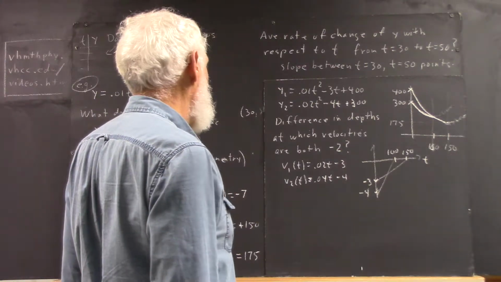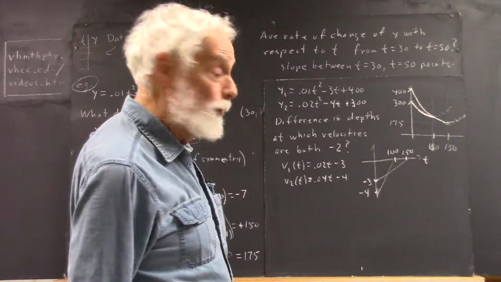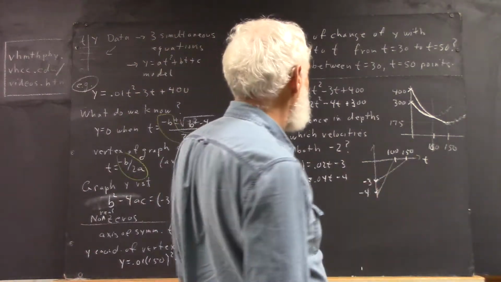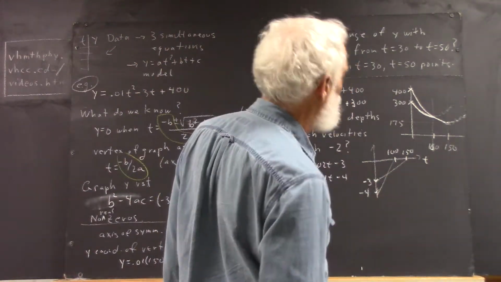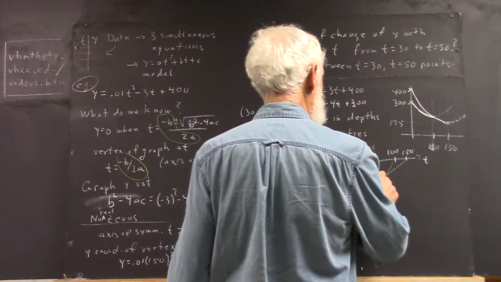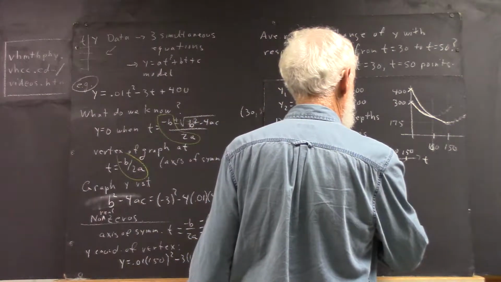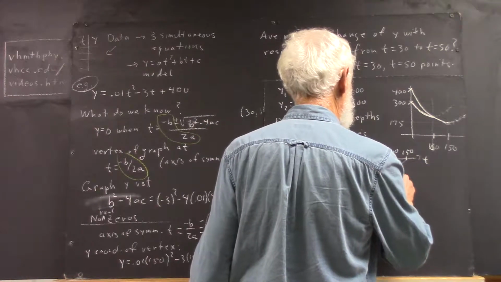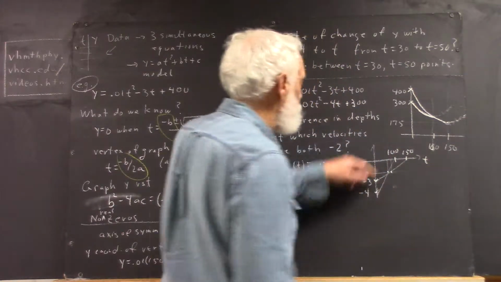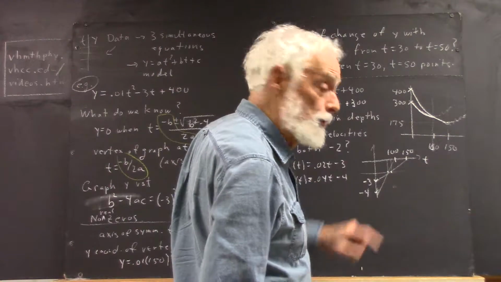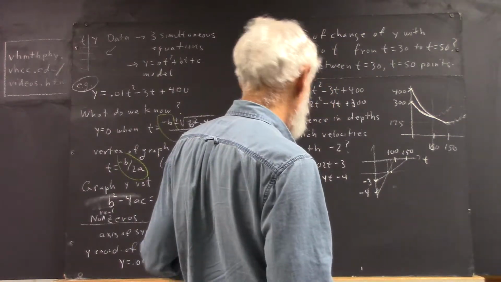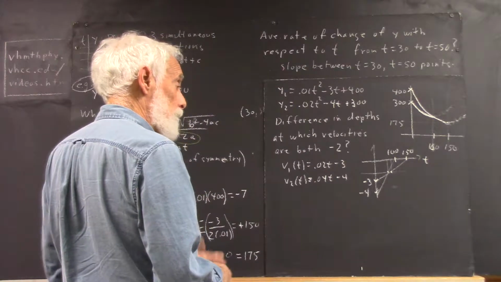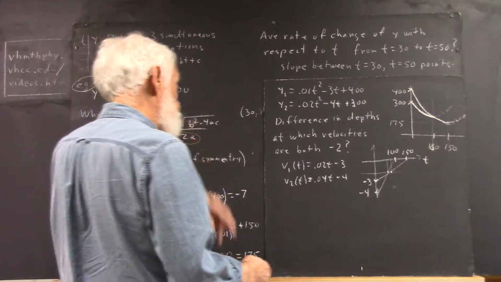Okay. Now, where are the velocities both -2? Well, I hope it's not here. But no, it's not going to happen there. So -2 is going to be like here. Okay. Well, this velocity is going to be -2 here. This one's going to be -2 here. So we're going to have some difference in the times at which these velocities are -2. You have to do an accurate graph. You can see how all this works out.